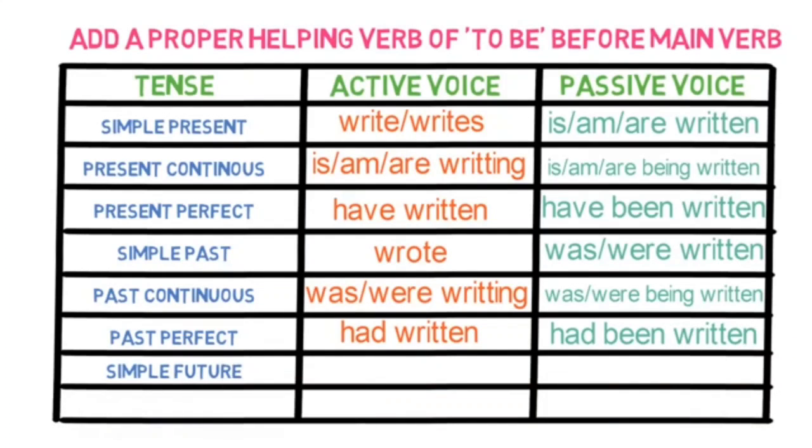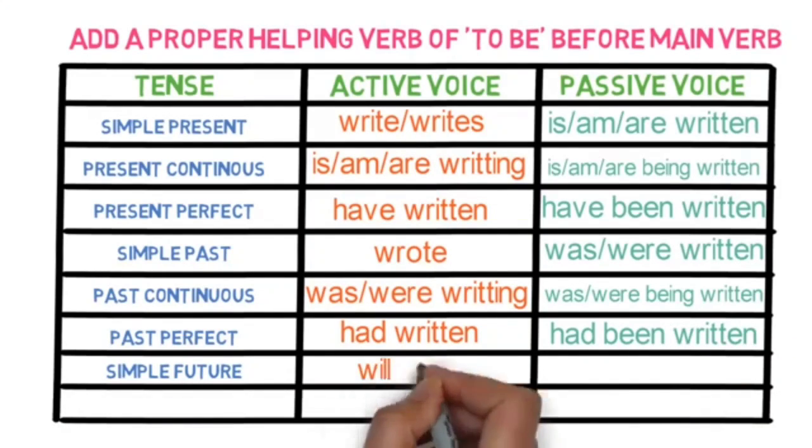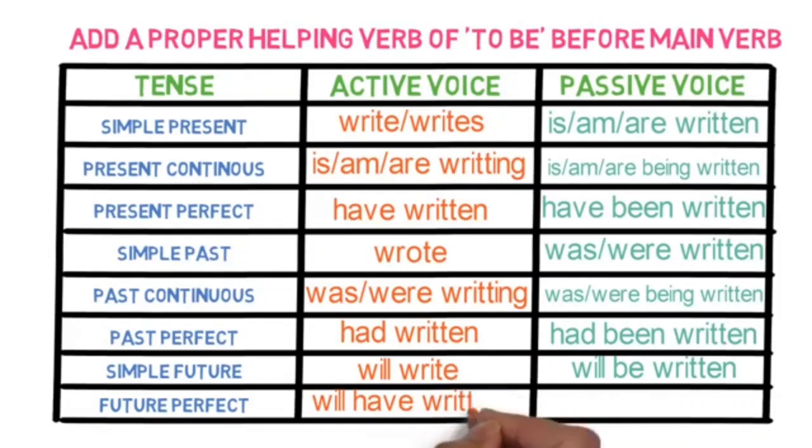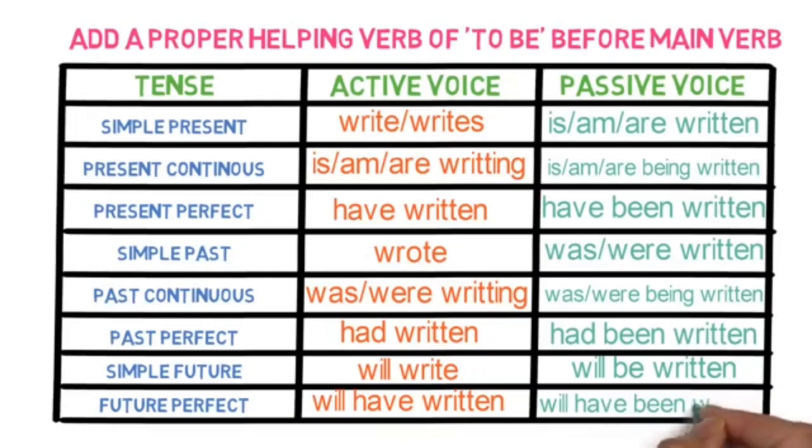In simple future, we use in active voice will write. Whereas in passive voice, will be written, verb third form. For future perfect tense, in active voice, we use will have written. In passive voice, we have to use the helping verb been after have, and written, that is the verb's third form. So children, this is the 8 tenses chart. It will help you to understand which helping verb to use.